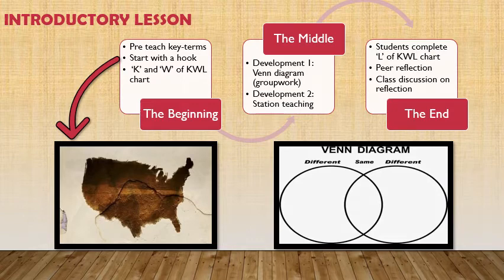As we move on to the middle of the lesson, we will look at two key developments. Development 1 will be a Venn diagram in group work. The Venn diagram will be split up into two separate sections: the United States 1945 to 1989 and the United States today. Students will then be asked to note societal differences in both periods of history.